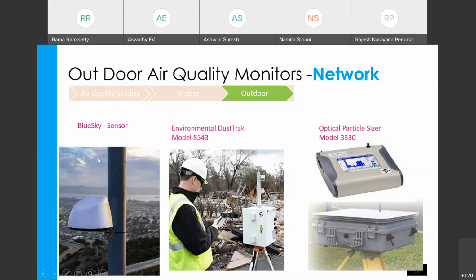For the sensors, we have something called Blue Sky, which is recently launched. And the other one is the environmental DustTrak, where we can keep this photometer DustTrak inside. And we also have control of relative humidity and temperature, so that the measurements will be more accurate compared to any other method. And we also have an optical particle sizer that you can install outside, and you can measure continuously 24/7. So these are all for the network.